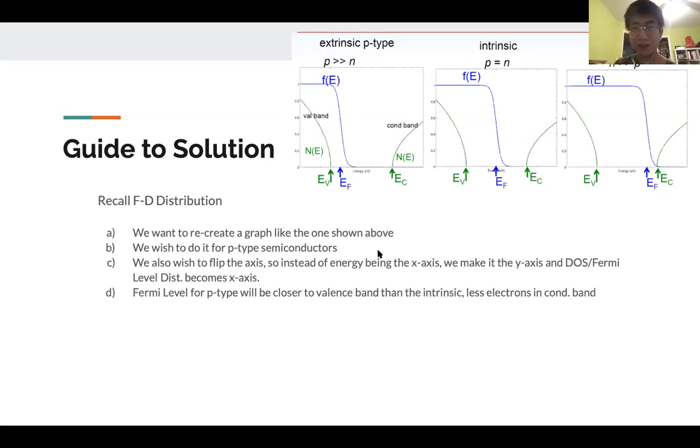The Fermi-Dirac is the distribution, the density of states is the x-axis, and the energy is the y-axis. Then the Fermi level for the p-type will be closer to the valence band than the intrinsic, because there are fewer electrons in the conduction band, since they've become holes because of the acceptors.